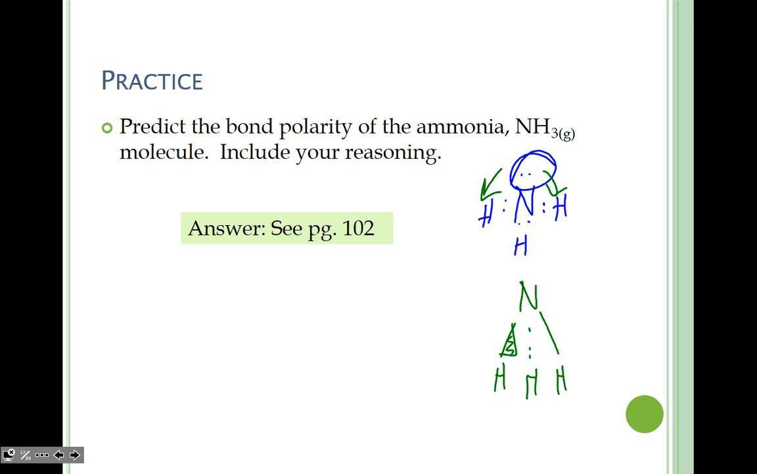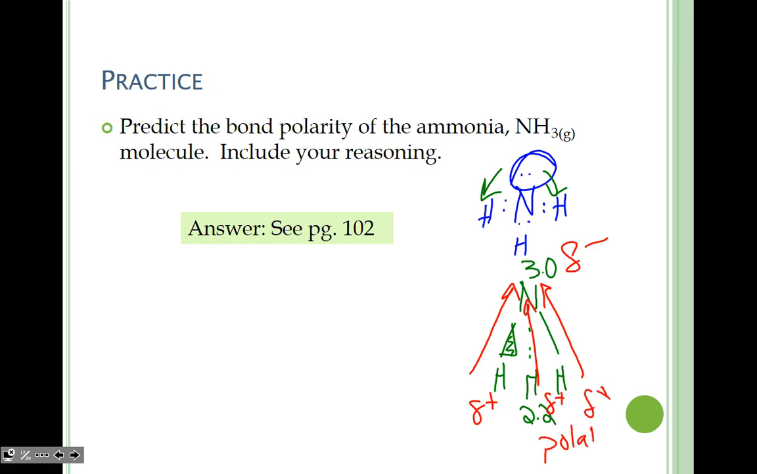EN numbers 3.0. Do you know hydrogen already? Yeah, 2.2. Where are the dipoles going to go? Towards, right? So this side is negative. This is all positive. So what is that, kiddos? Polar. Do not confuse this with something like that.